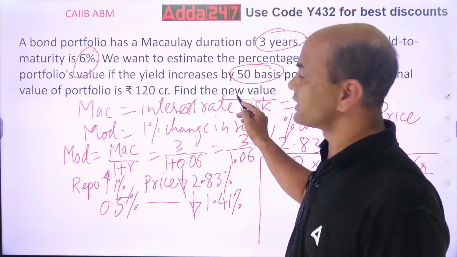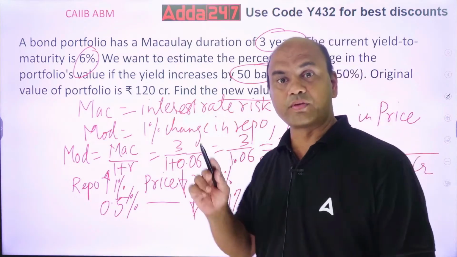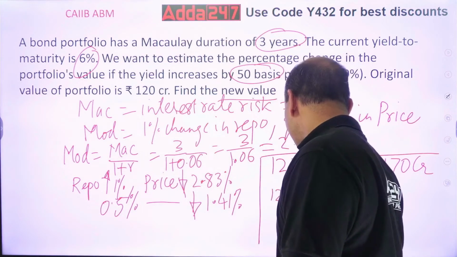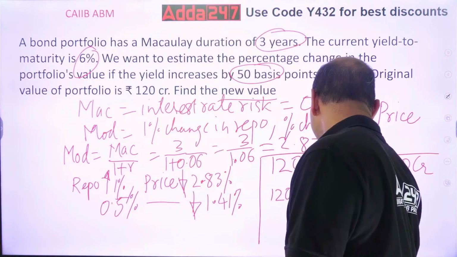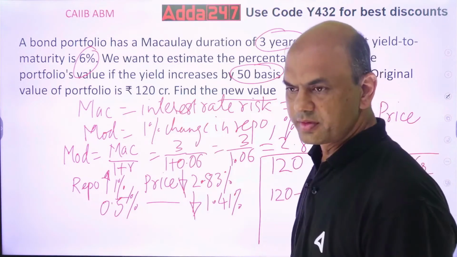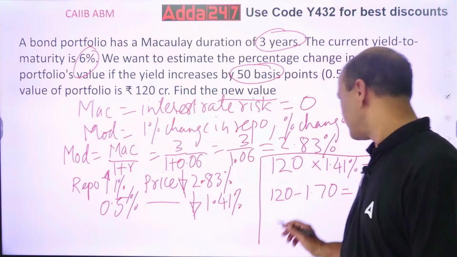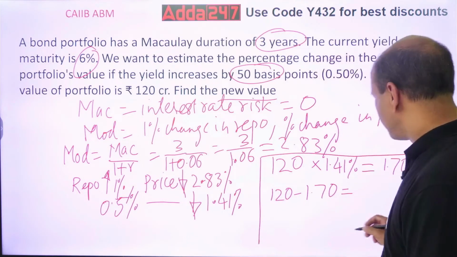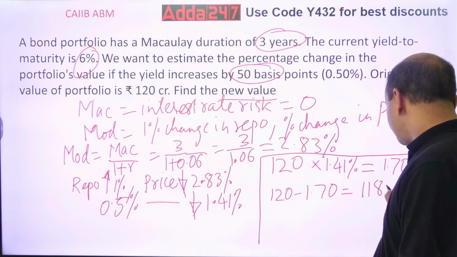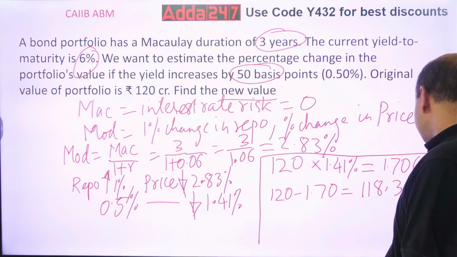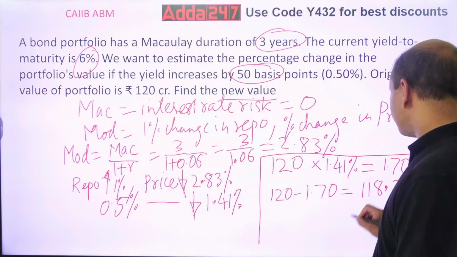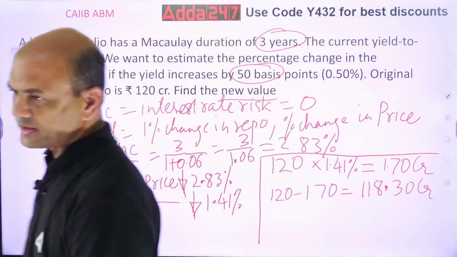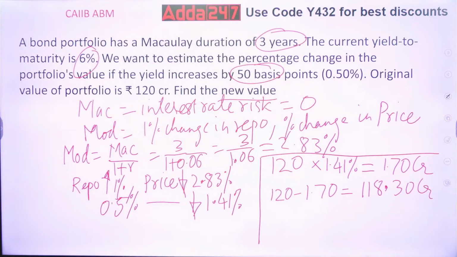But what am I asked? Find the new value. So the new value will be 120 minus 1.70, that is 118.30 crore. This is the value of your new portfolio. So these are the two answers, everyone.